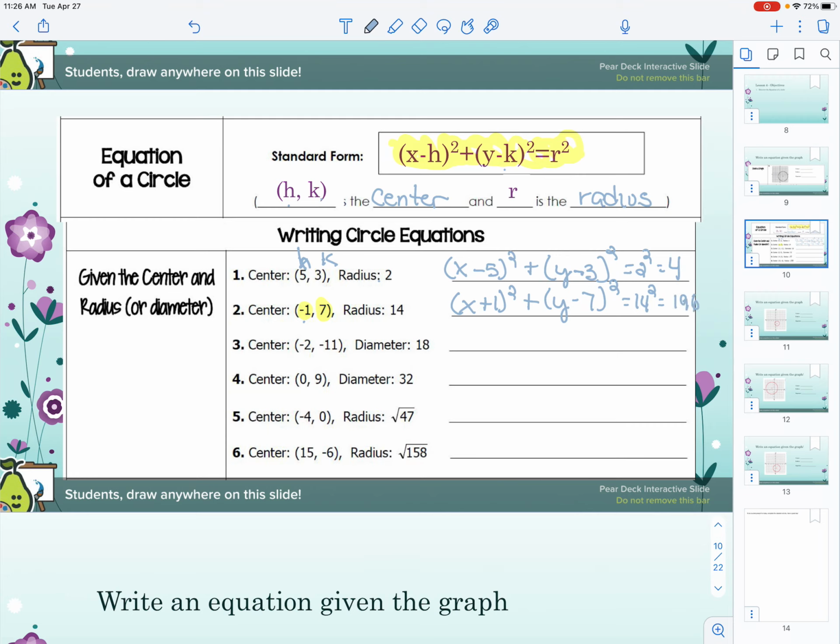Notice this one's a little different because it gave me the diameter. So if the diameter is 18, the radius is half the diameter. So the radius is 9. So once again, we take the opposite of our center. So this is X plus 2, Y plus 11, and then that's going to equal 9 squared, which is 81.